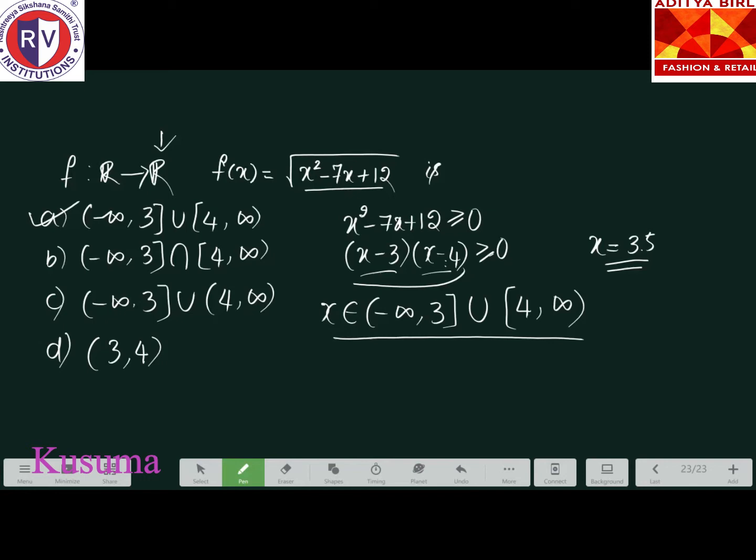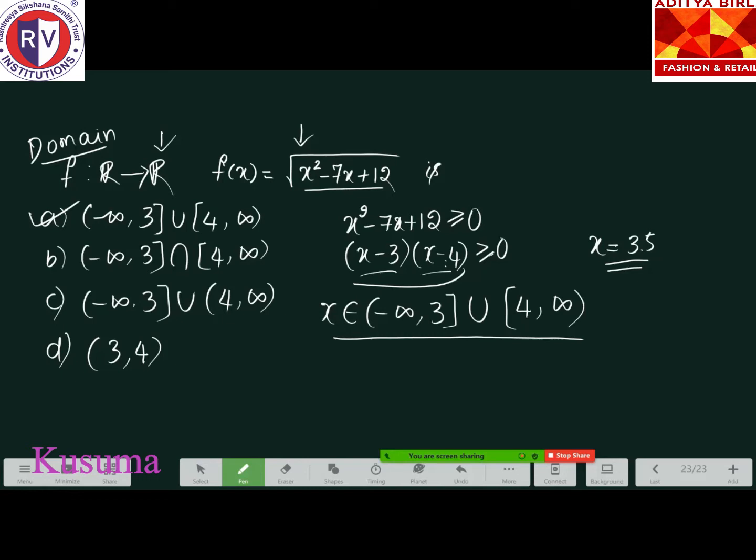Okay. So here we have to find out the domain of the function, where actually x lies. What is the interval where x lies? We have to find the domain of the function f, defined from the set of real numbers to real numbers, and the definition of the function f is given to be the square root of x square minus 7x plus 12.